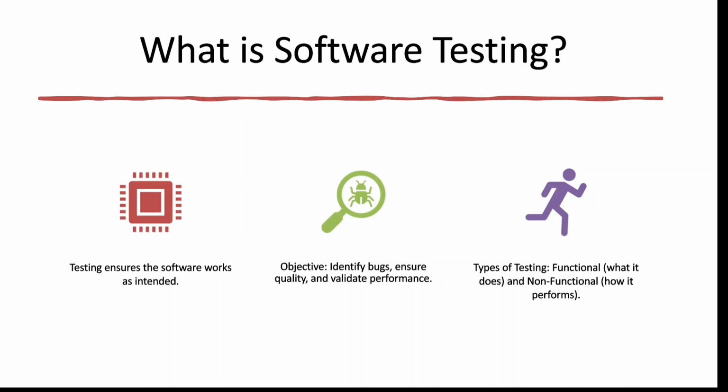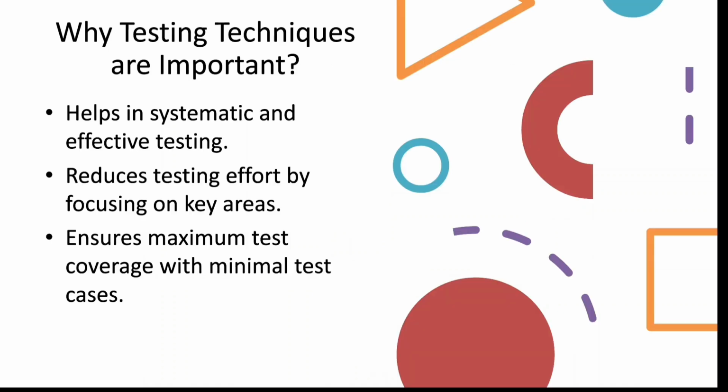The main objective of software testing is to identify bugs, to ensure quality, and to check the performance of the entire software. There are lots of types of software testing, but mostly there are two types. One is functional testing, which tests what the software functionality does. Another is non-functional testing, which tests how the software will perform once it is released from testing to production. So these are the two main types of testing.